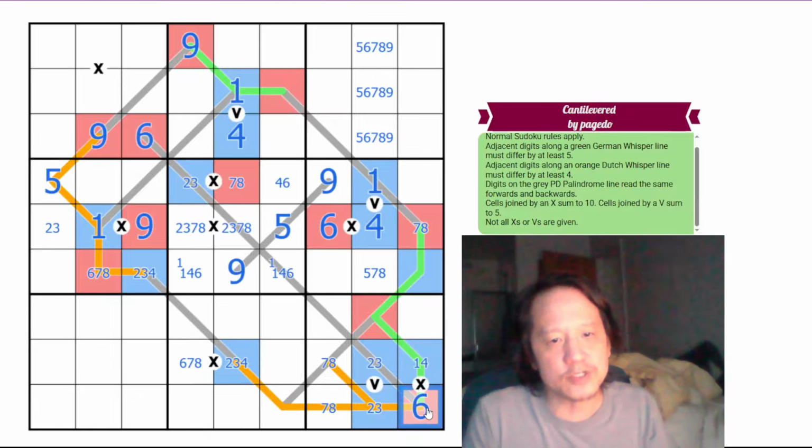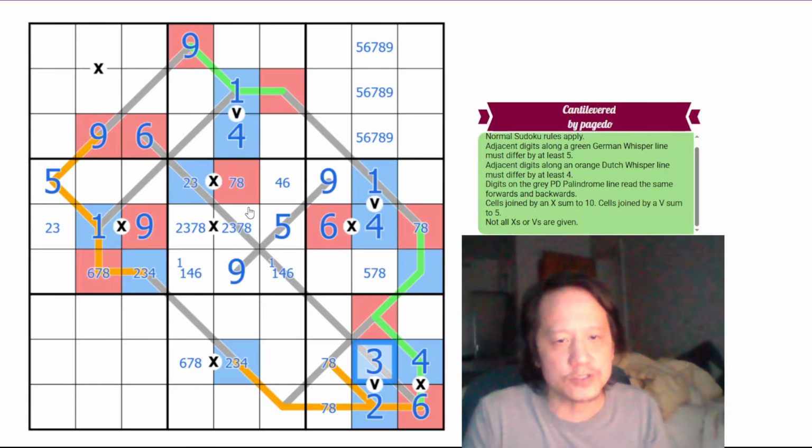So this is the same digit as that. That's 6 and 4. 6 can only be next to 2 out of 2 and 3 on a whisper 4 line. So this is 2, this is 3, which forces this to be 3. So this is 3 and 7, which makes this a 2, 8 pair.